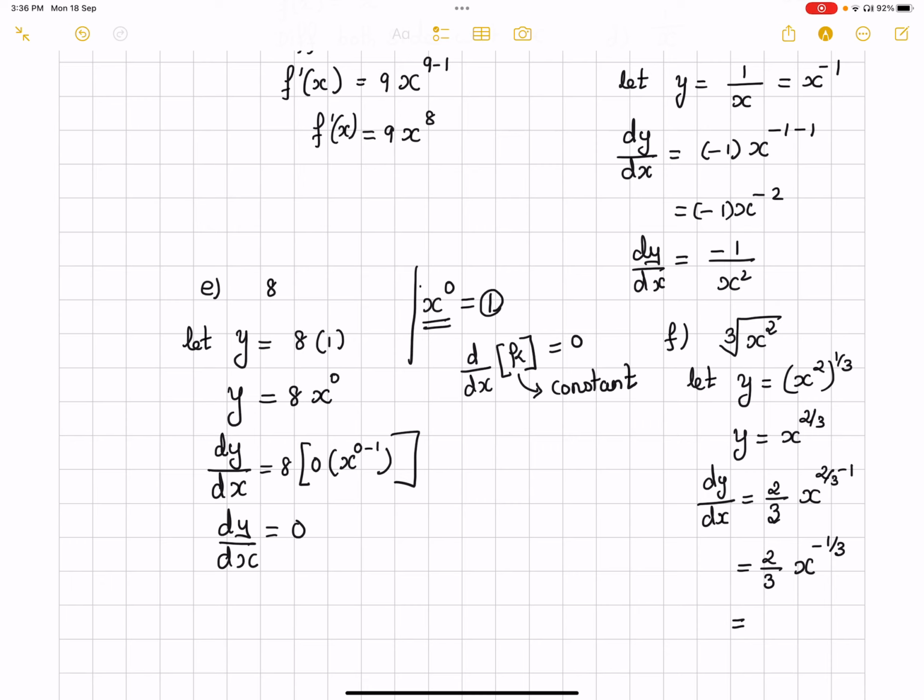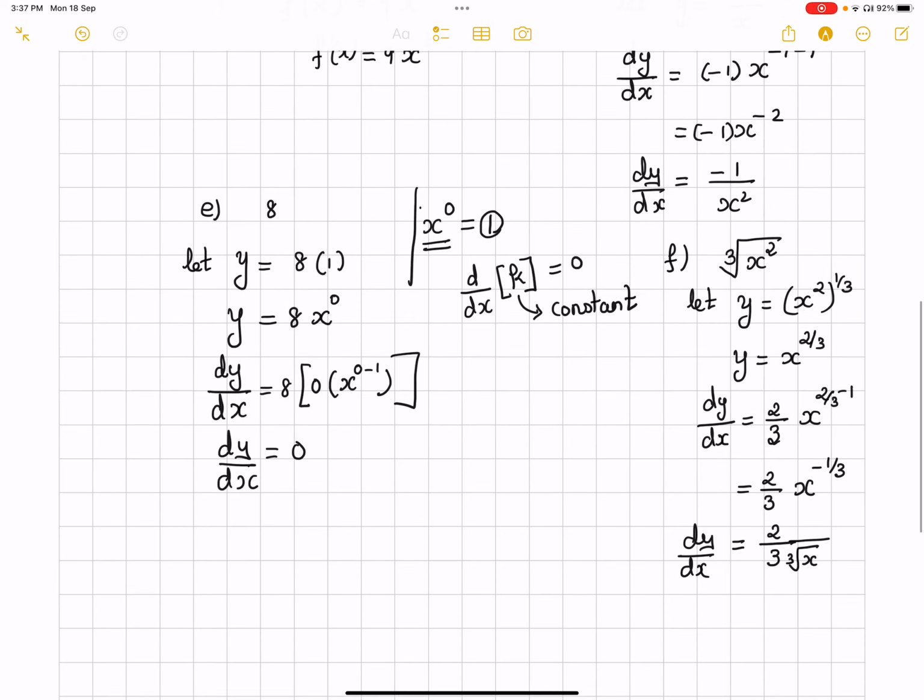See here, when I take the LCM, I get 3. So 2 minus 3 by 3, and 2 minus 3 is minus 1. That's how you get minus 1 by 3. So you would have 2 by 3 into the cube root of x. So that's your dy by dx.